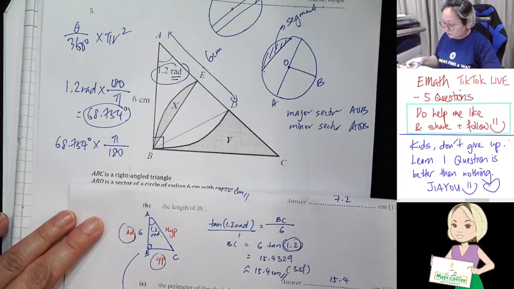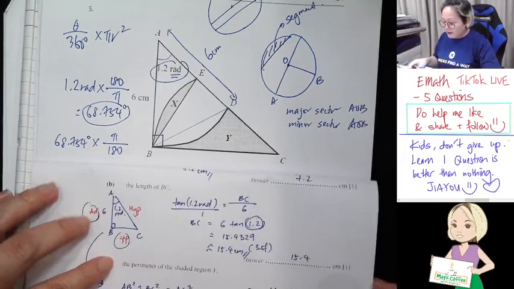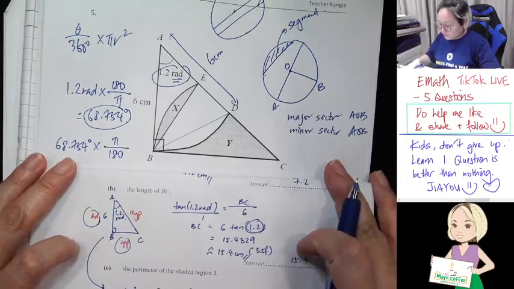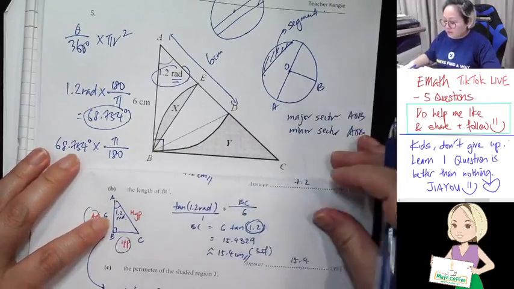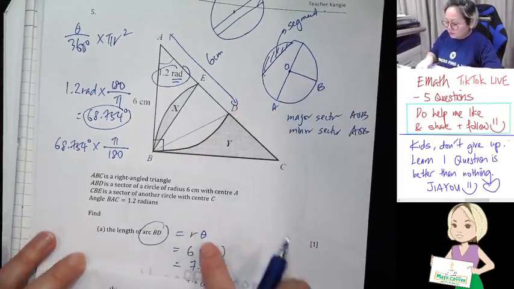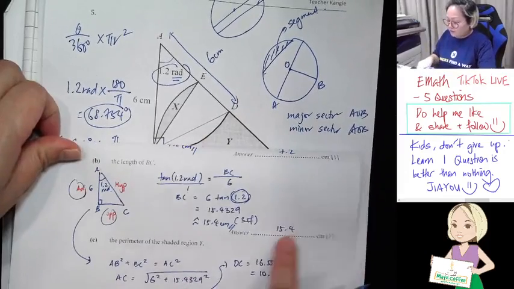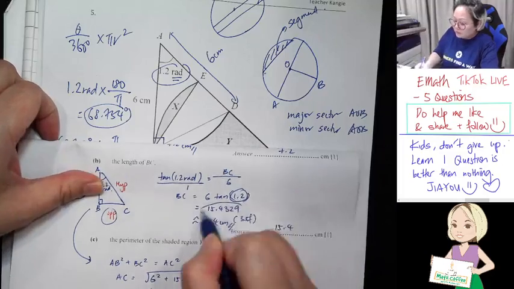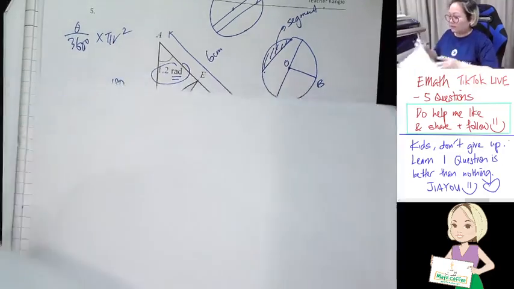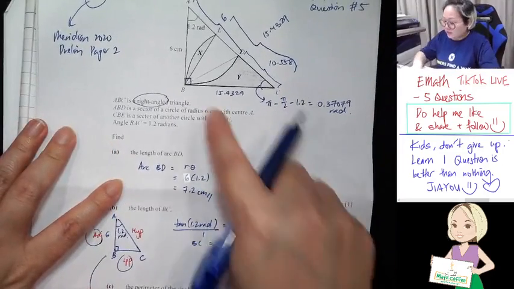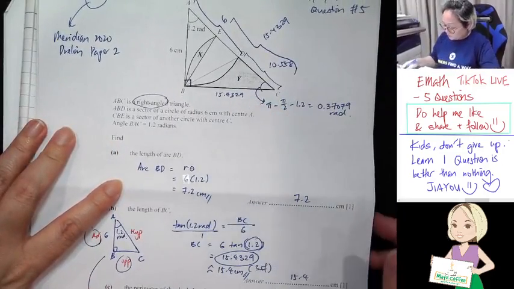Okay, let's move on. Now, they asked to find the perimeter of the shaded Y. See, perimeter. Just now we have our arc BD already, because we already solved it, right? And then I already have my BC, which I already found here, correct? But kids, remember, this one, update the diagram. So you see what I did? I updated the diagram. Always, when you find the answer, you must update the diagram. So let's move on.